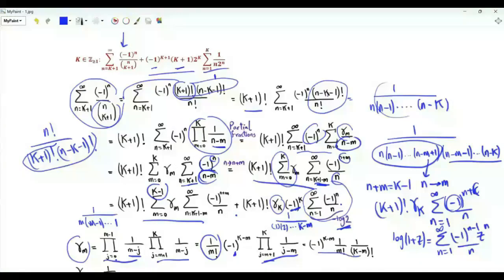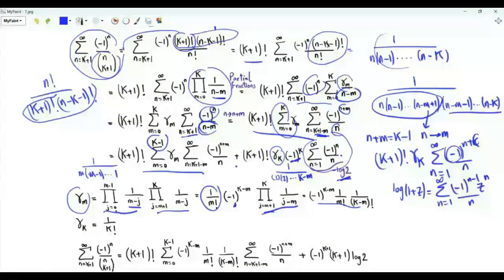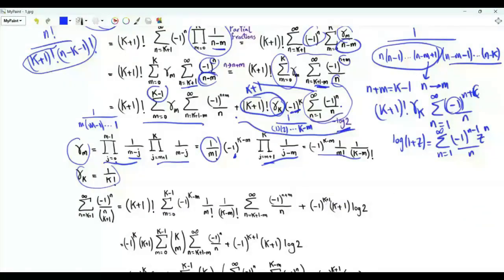Gamma_k is equal to (-1)^0 times 1 over k factorial times 1 over 0 factorial. Gamma_k is 1 over k factorial. This product here is equal to k+1. This part is equal to (-1)^(k+1), because we have this minus sign and (-1)^k, times (k+1) times log 2.